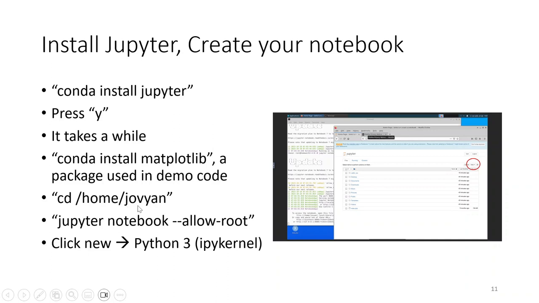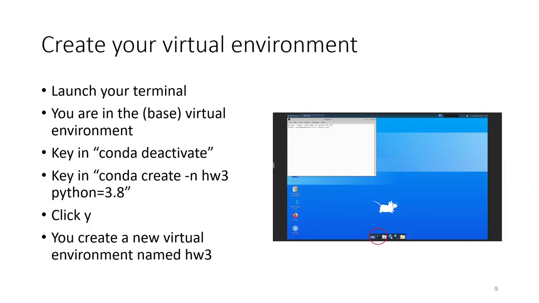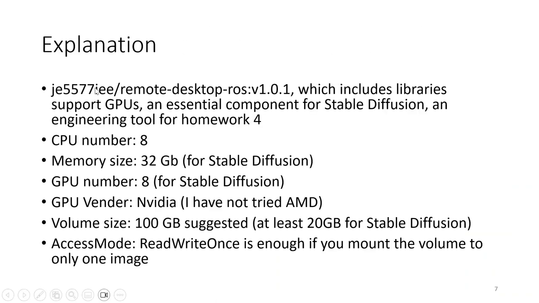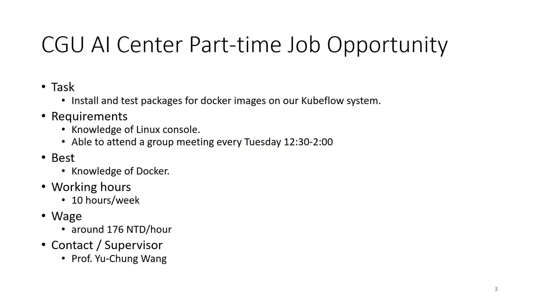Why is it Jovian? It's because we use the Docker image remote desktop roles. The creator used the directory, so we have to follow it, but there's no way to modify it. So that's the reason. If you want, you can take the job and create your own library, and it will help all of your classmates.